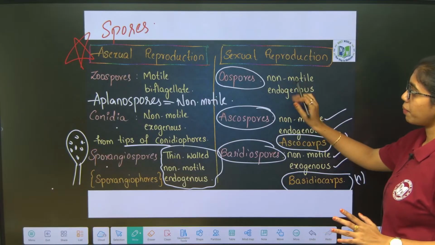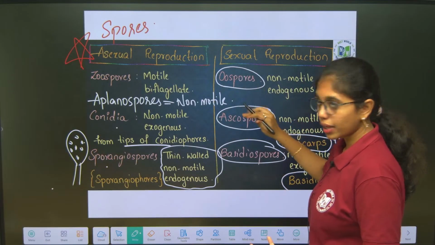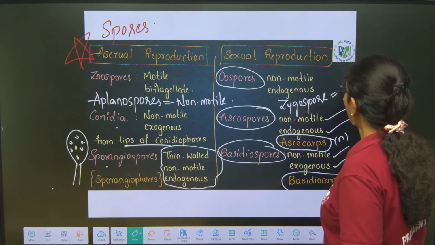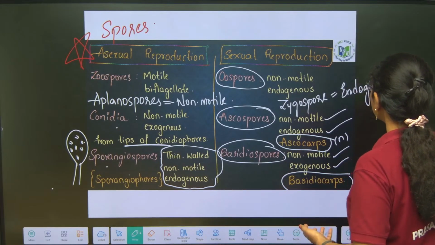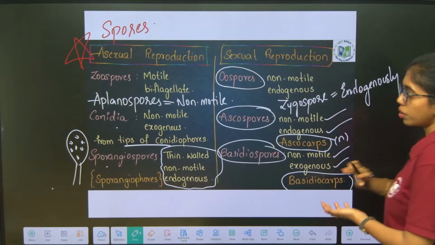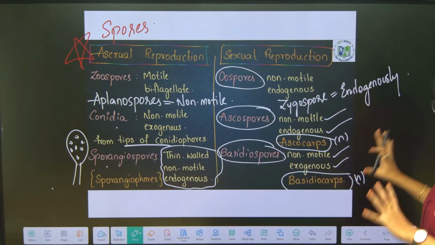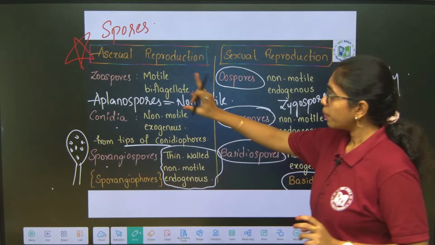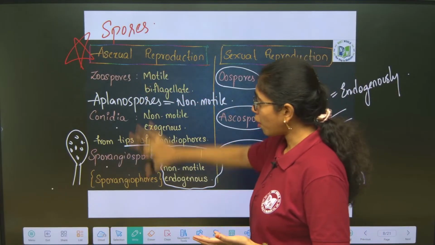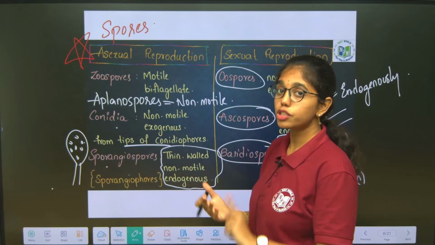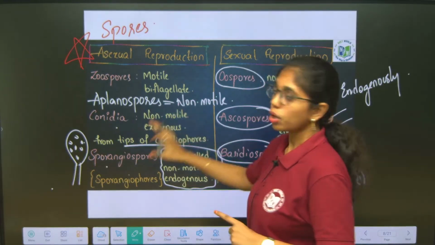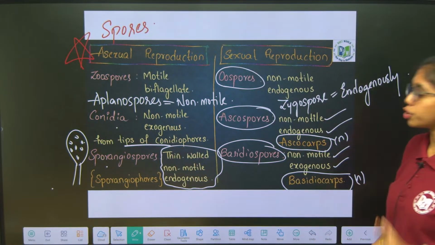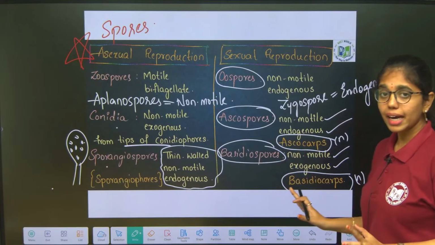Asexual reproduction and sexual reproduction. Here one of the sexual spores you can add is zygospore from zygomycetes. These are also endogenously produced. So you can take a screenshot of this. This is very important. Many times the questions are directly asked on the spores only. One small trick: amongst all the asexual spores, the only exogenously released asexual spore is conidia. Amongst all sexual spores, the only exogenously released sexual spore is basidiospores. Till here it is clear, right ma?